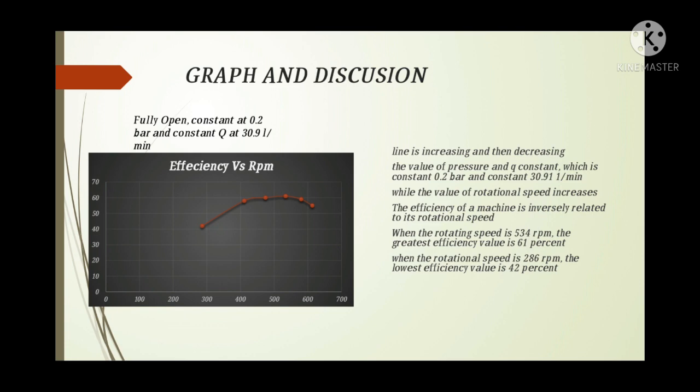The efficiency of a machine is inversely related to its rotational speed. When the rotational speed is 534 rpm, the greatest efficiency value is 61%, and when the rotational speed is 286 rpm, the lowest efficiency value is 42%.